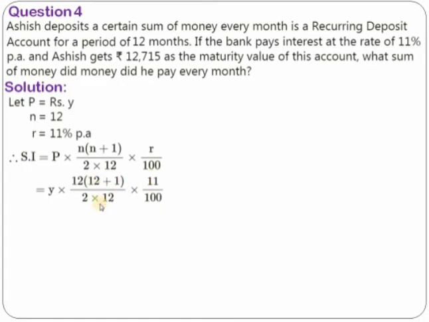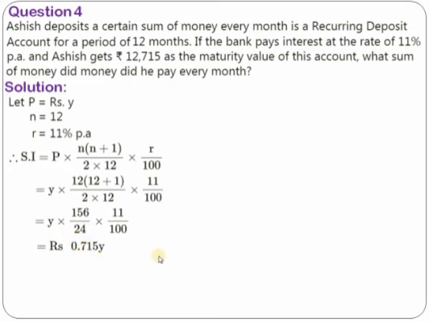So let's simplify this. When you see, you have 12 into 12 plus 1 is 13. So 12 into 13 is 156. Divide by 2 into 12 is 24. And we have this as it is. Simplify this. When you simplify this and change it into decimal, you will get 0.715 Y. Because we have got Y also, no? So this is your simple interest.